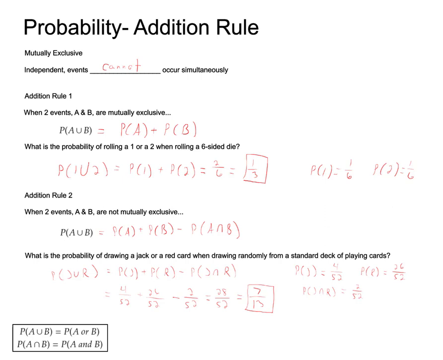Now, if you're thinking about it, you may notice that we really only need one addition rule, and that is the second addition rule. The reason why is because if you have two events that are mutually exclusive, and you take the probability of A plus the probability of event B minus the probability of A and B, you'll find that the probability of A and B is simply 0.